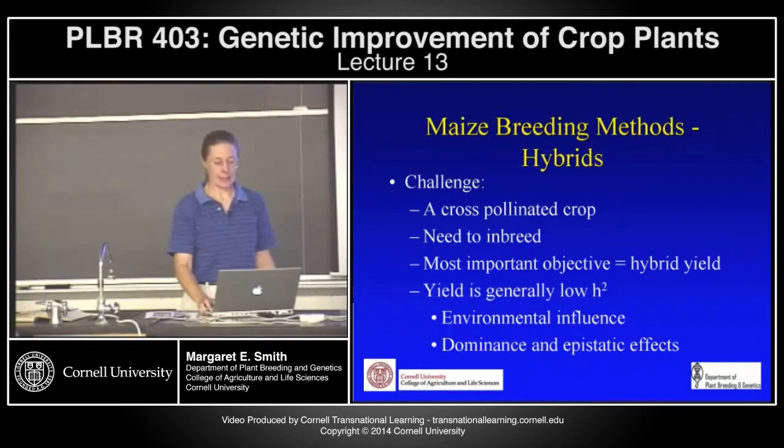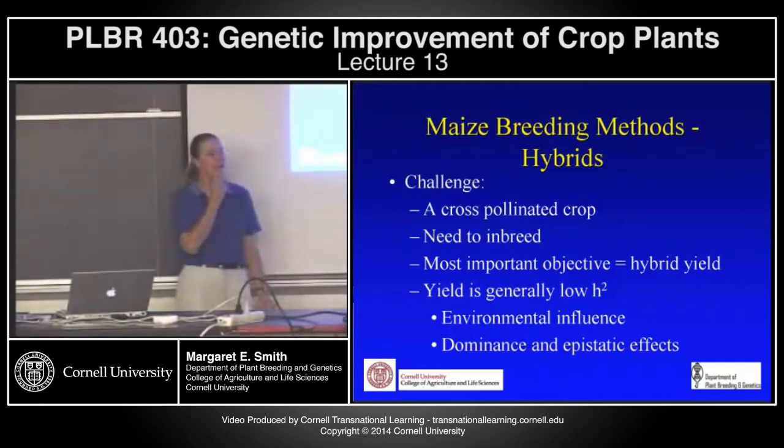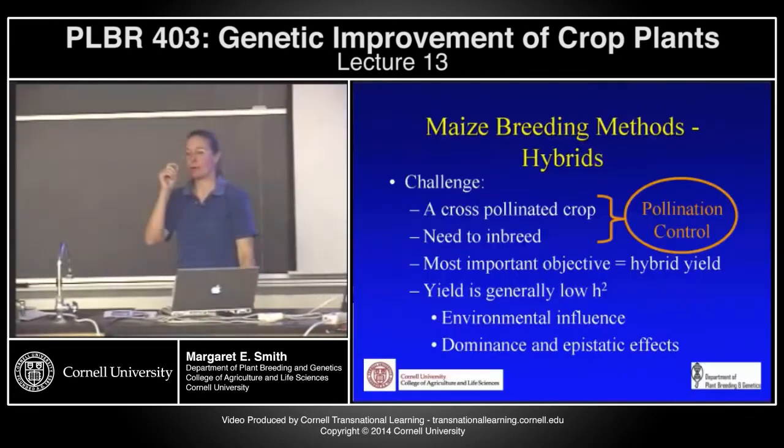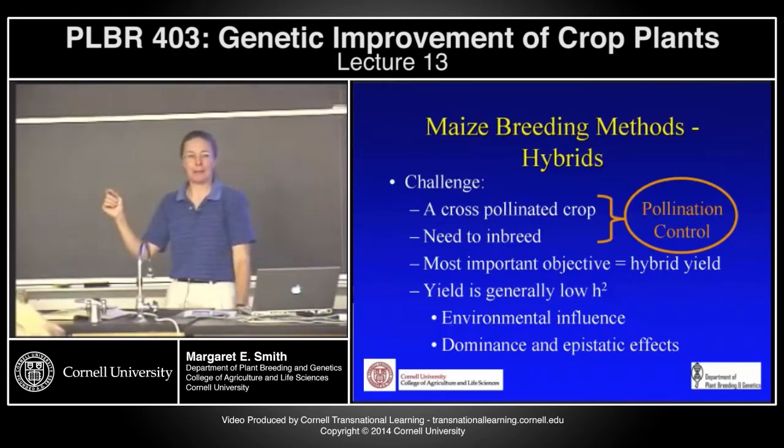Okay, why is that a challenge? Well, the fact that you have a naturally cross-pollinated crop, but you need to inbreed, means you have to think about pollination control every single step of the way.